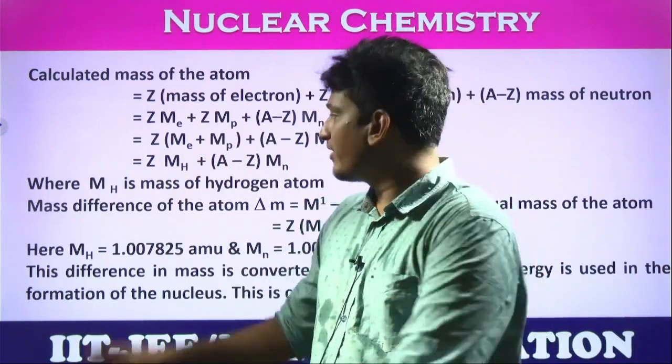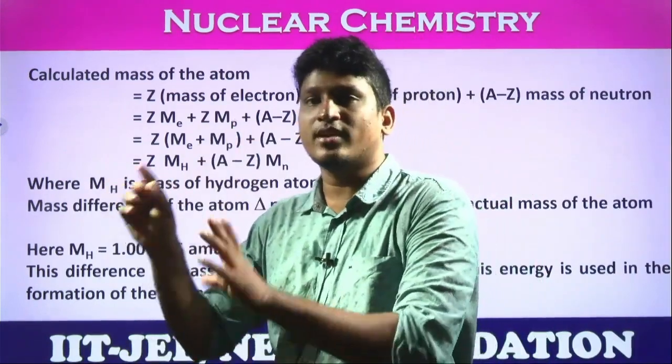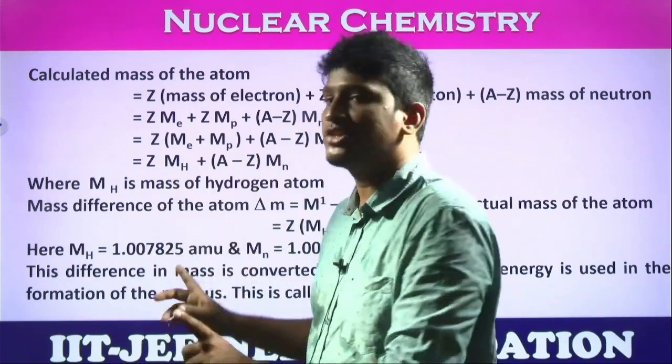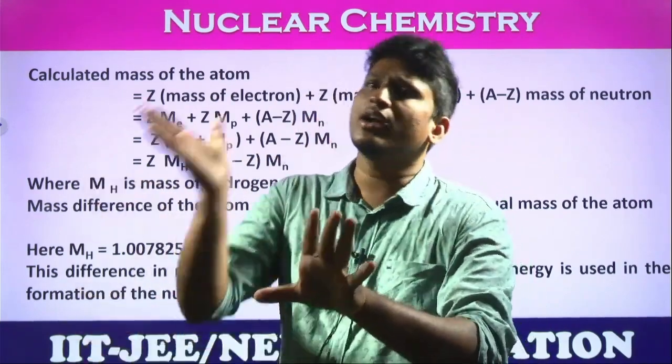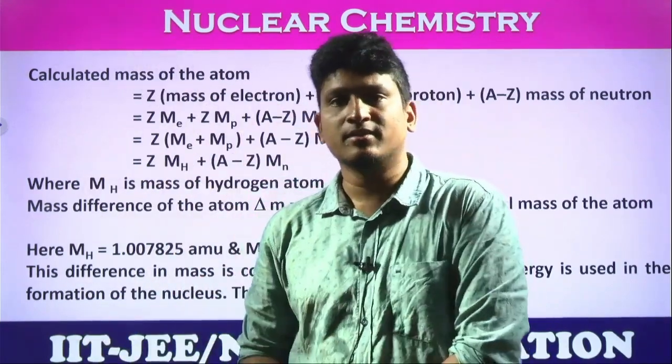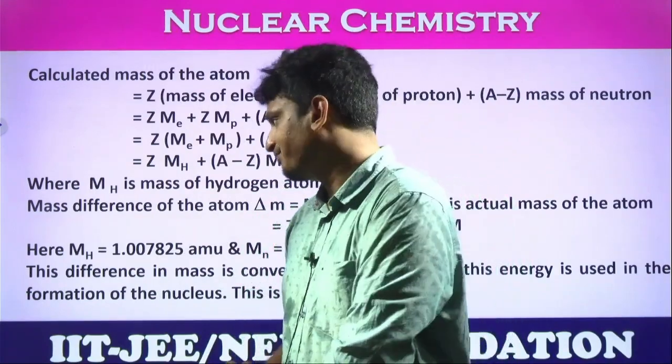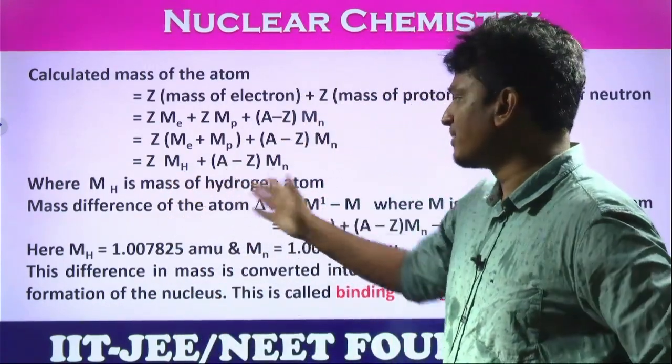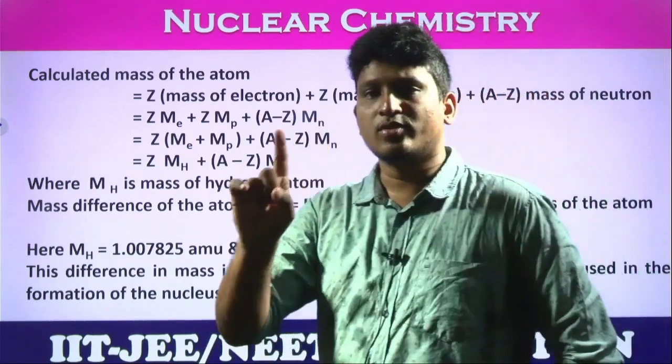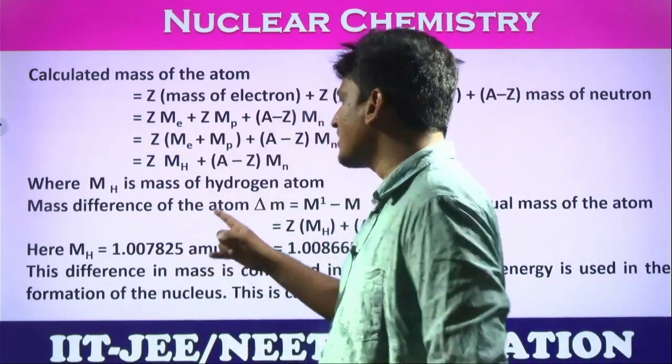Understood, students? Simply we have taken mass of electron plus mass of proton as one entity, that is mH, mass of hydrogen. Into any number, it will become the mass of that element, protons and electrons, right? So here mH is the mass of a hydrogen atom. Why? Because it contains one proton, one electron. Mass difference of an atom.